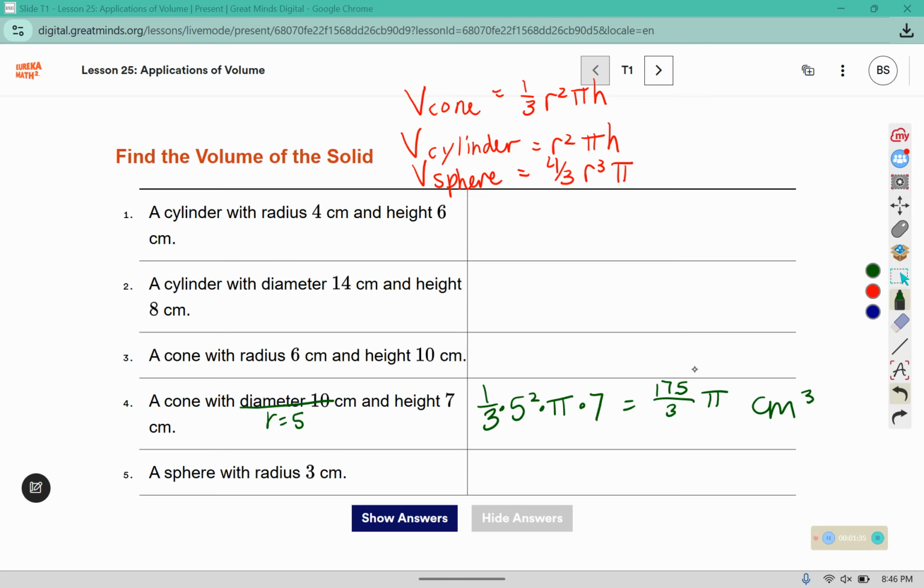As I mentioned, the other 4 problems are going to come out to whole numbers, meaning if you have to divide by 3, the numerator will be divisible by 3. This is the only one that should be left as a fraction.